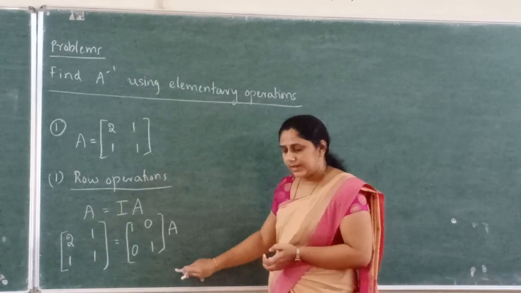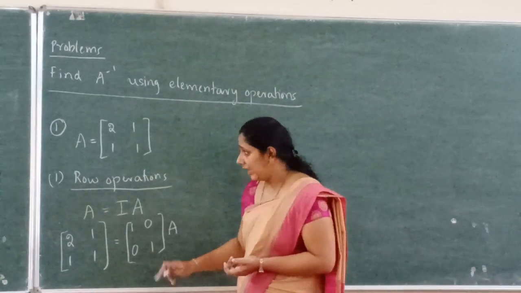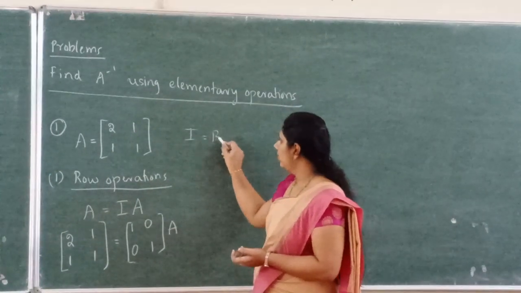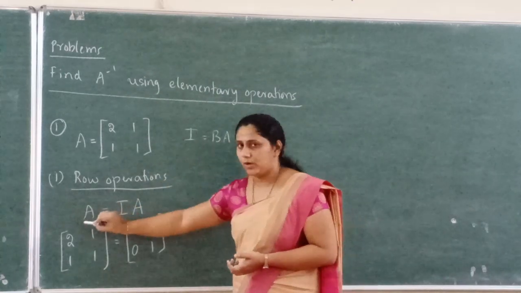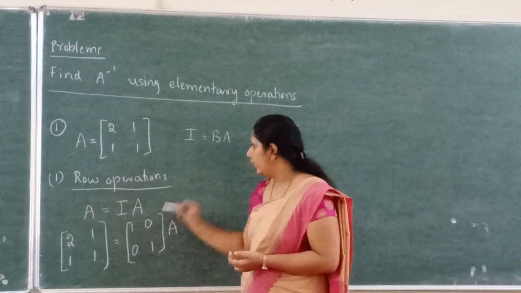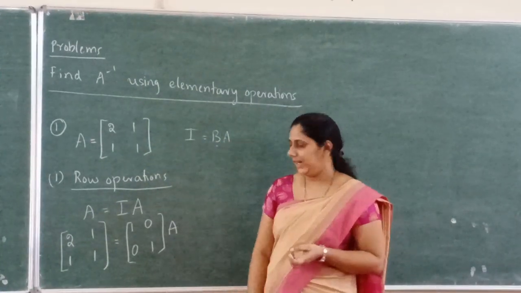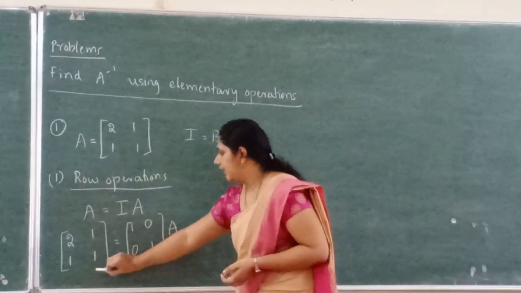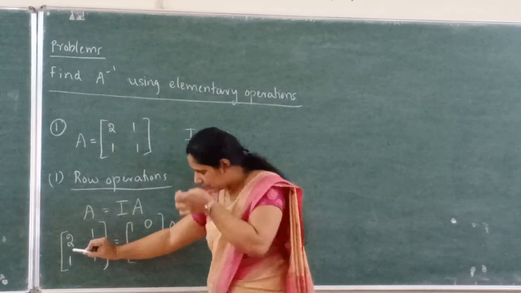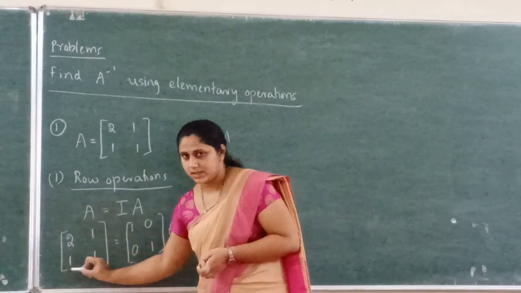Now we have to apply a sequence of row operations to this condition in order to get I is equal to BA. That is, in the place of A, you have to get the identity matrix, and in the place of I, you will get another matrix B. This B is called A inverse. So this condition should be reduced to I equal to BA. That is, in the place of A, you must have 1, 0, 0, 1.